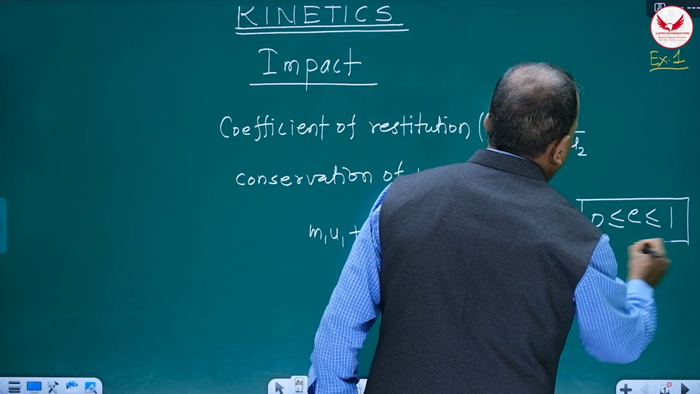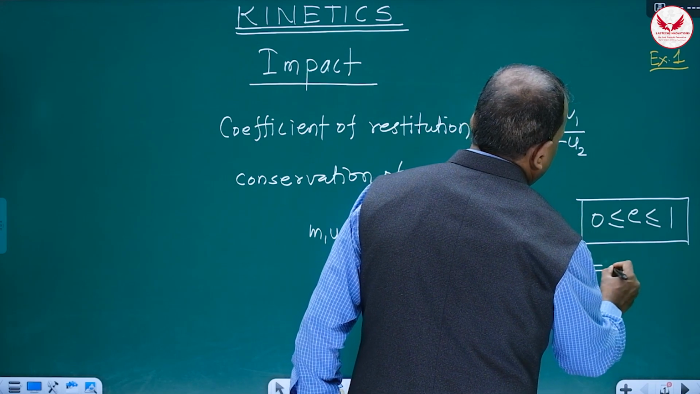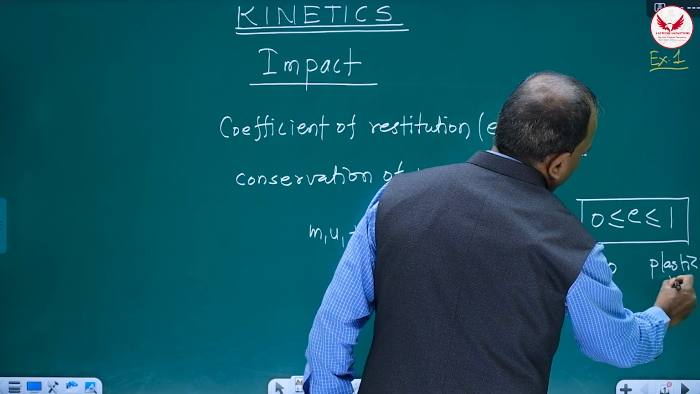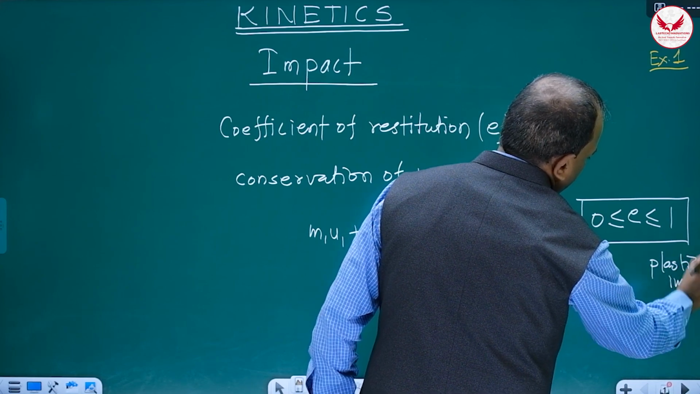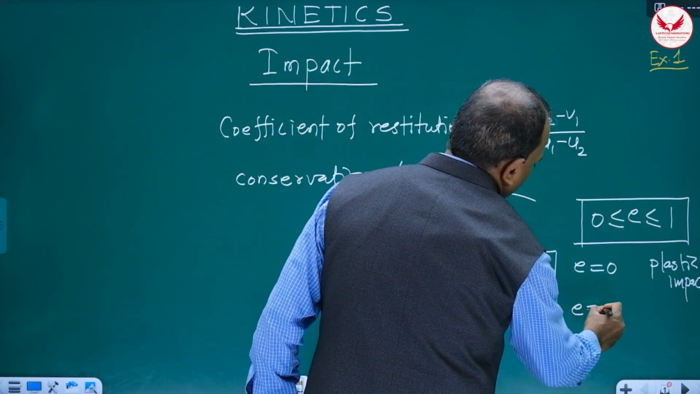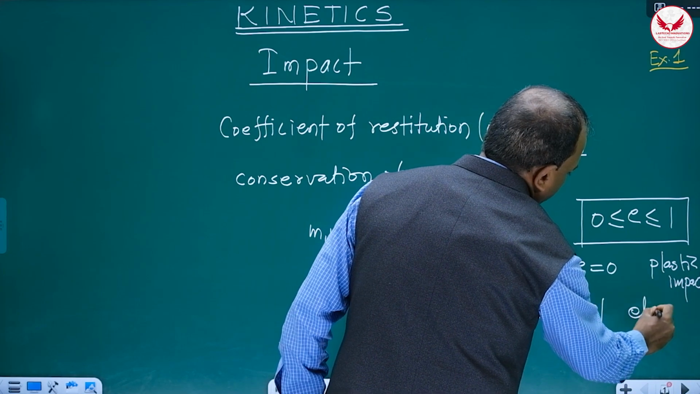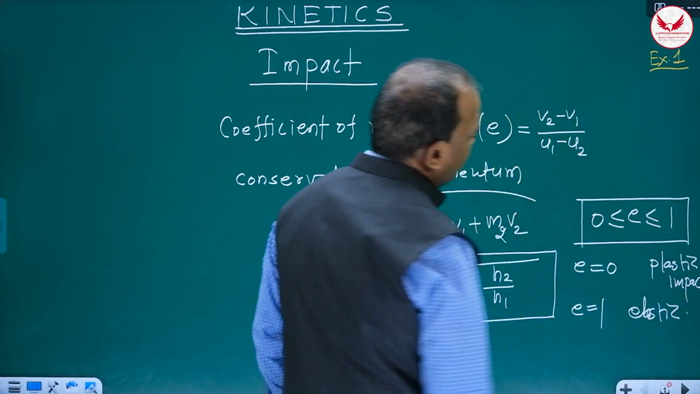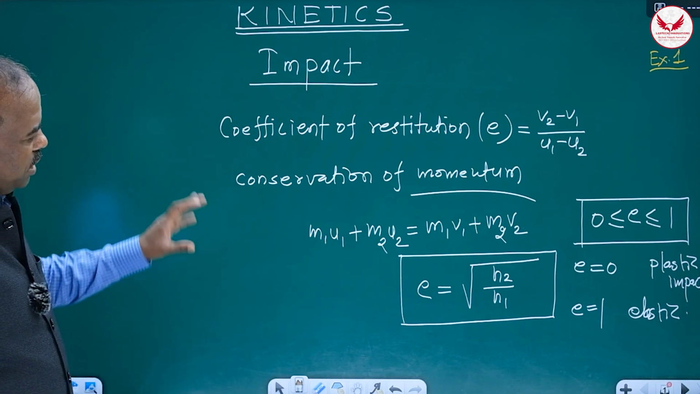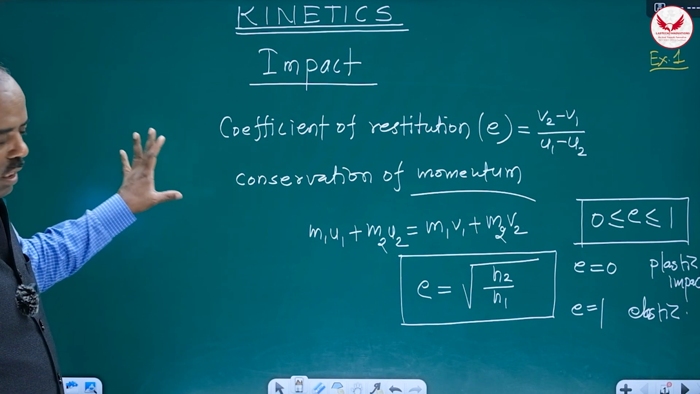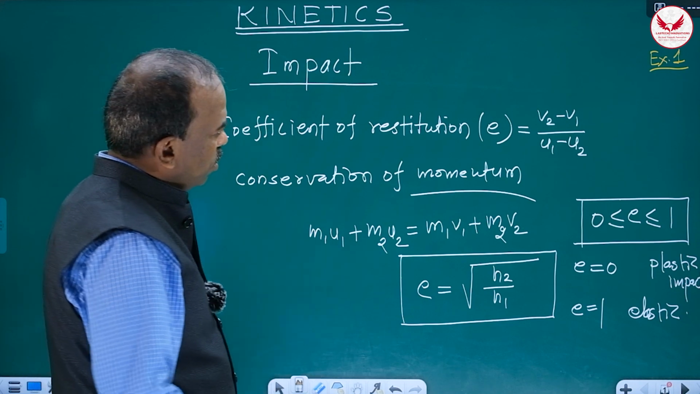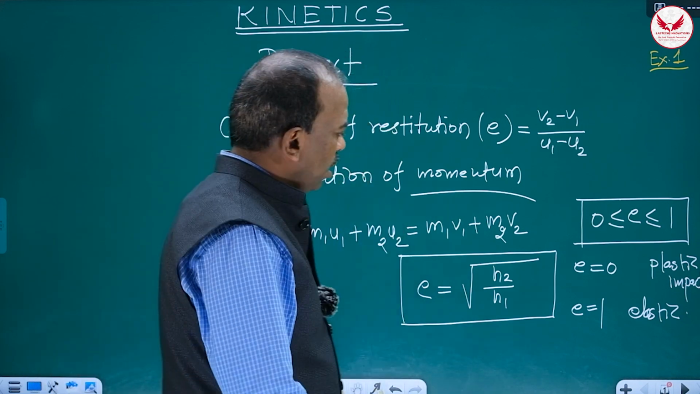When E is equal to 0, it is the perfectly plastic impact, which means both objects will move together after the impact. And when E is equal to 1, it is a perfectly elastic impact. Generally our values are less than 1 and greater than 0. So if you remember these basic things, then you can easily solve at least one example in the mechanics paper. Now we'll see 3-4 examples on this.